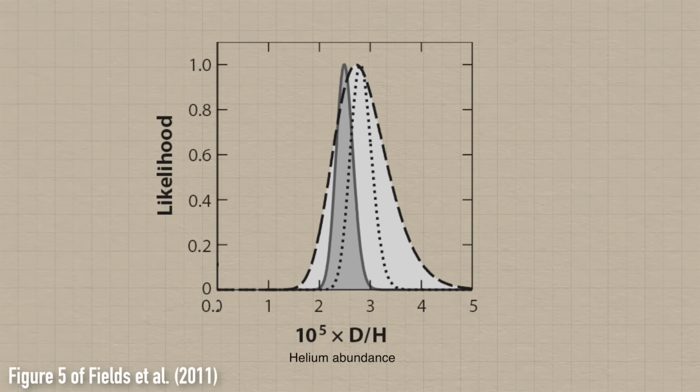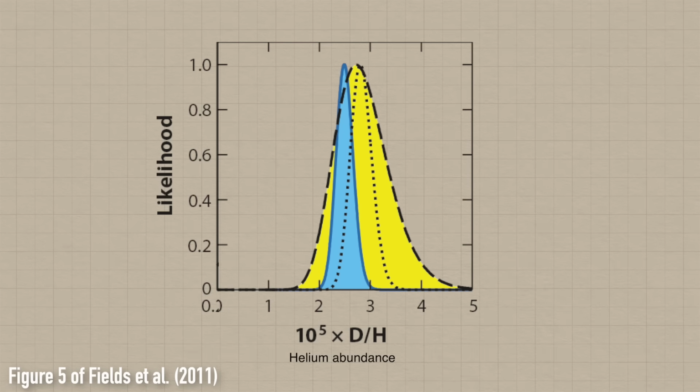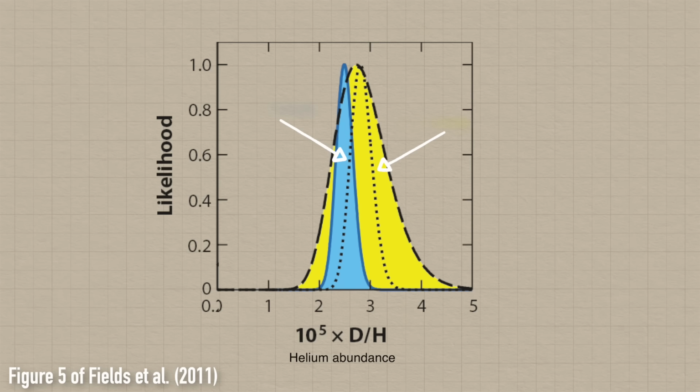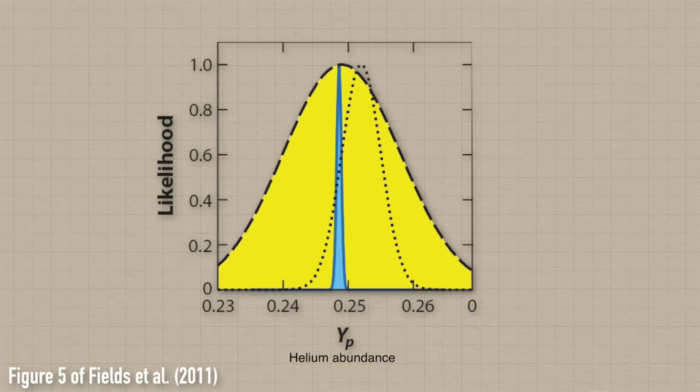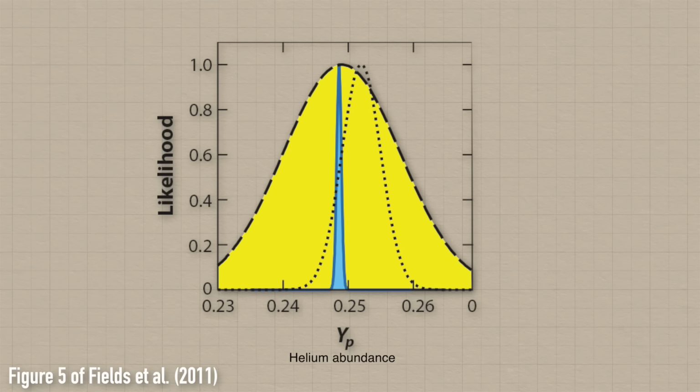And so we can directly compare that with our predictions from Big Bang nucleosynthesis. That's what this plot shows. Both the prediction and the observed ratio agree. The same is true when we look for emission from helium in giant gas clouds in the early universe as well. We get a good agreement between our observations and predictions.